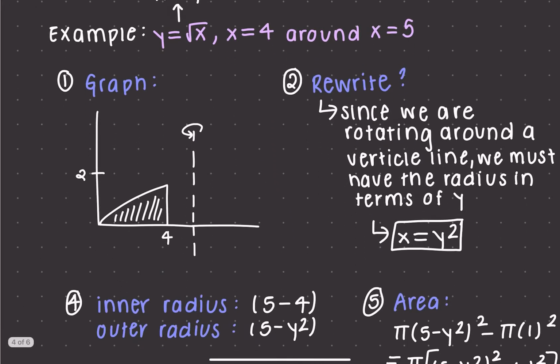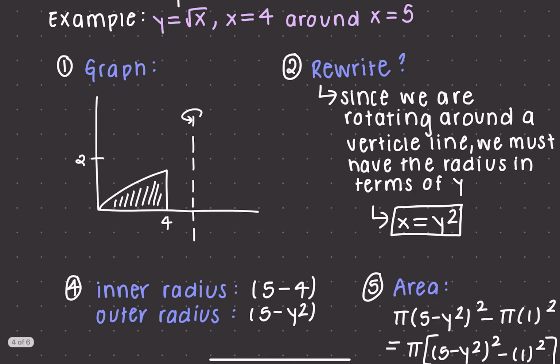So if we have this example, the curves y equals the square root of x and x equals 4, and the area between these two curves rotated around the line x equals 5, the first thing we want to do is visualize it through a graph. So this curve is our curve y equals the square root of x, and this line is our line x equals 4, and the area between them is bounded here. And this is the area we are going to rotate around this line, x equals 5.